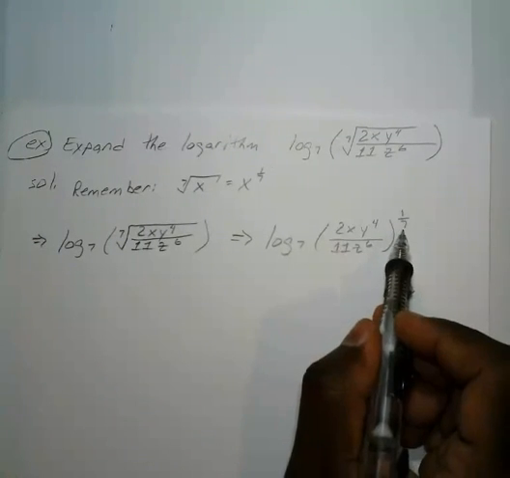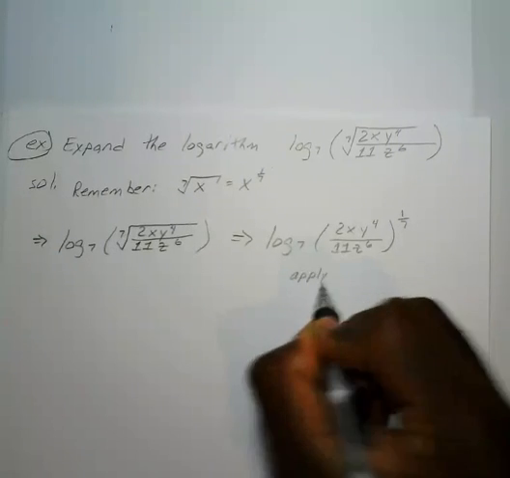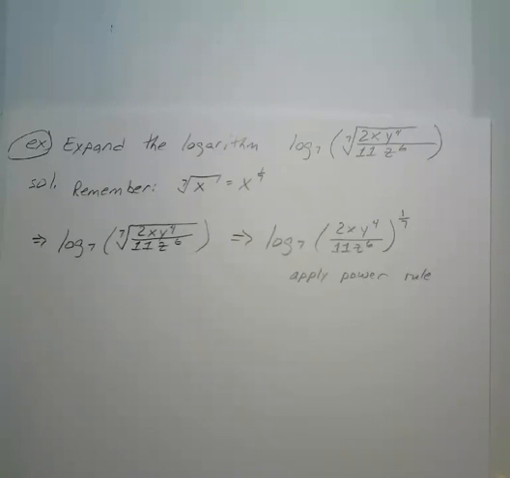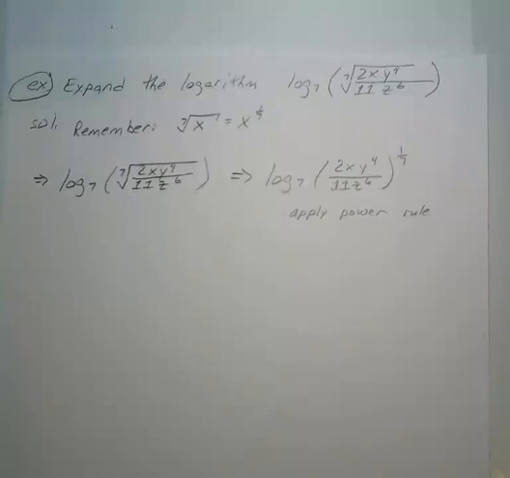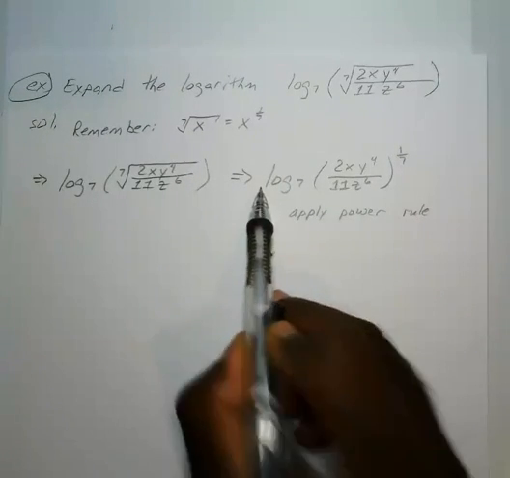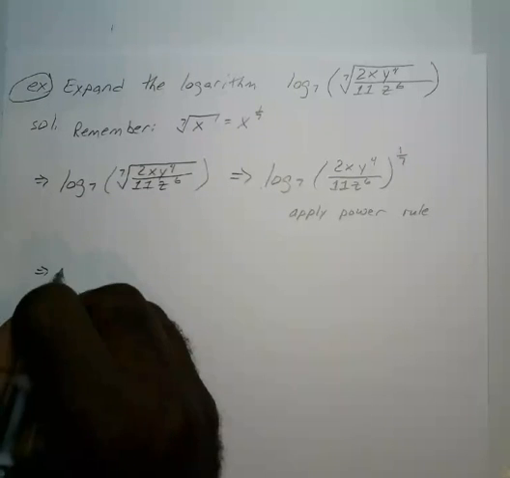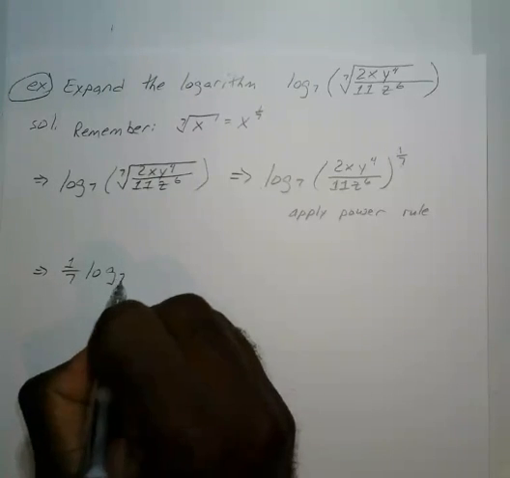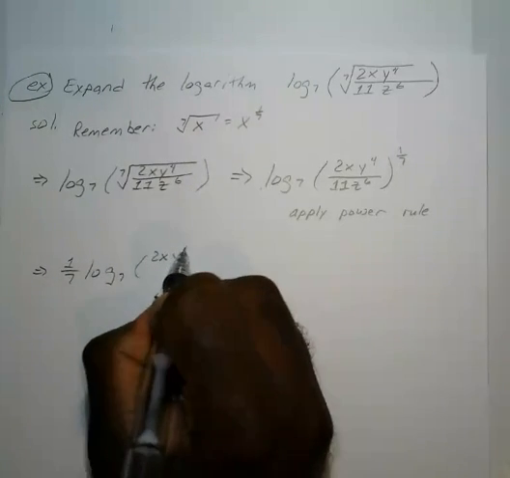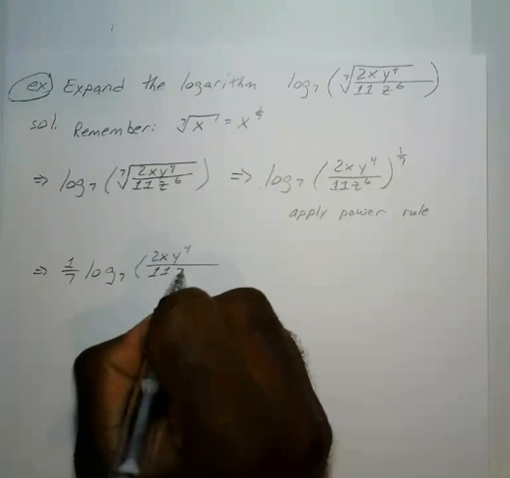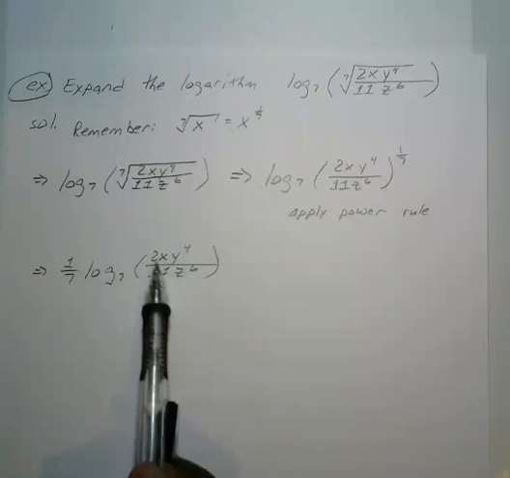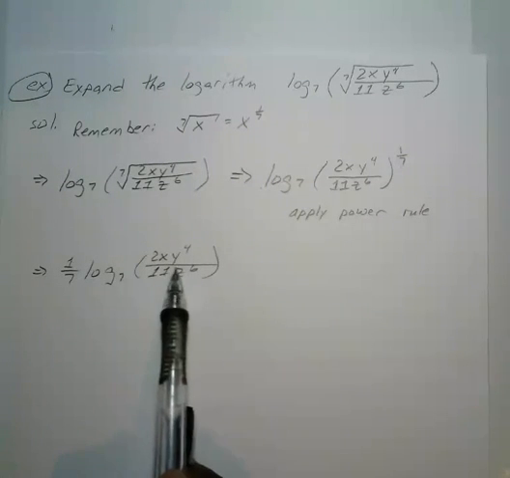So now we just apply the power rule. All right? So if we apply the power rule, that 1/7 just goes down to the front. So that gives us 1/7 times log base 7 of 2x y to the 4th over 11z to the 6th power. Okay? Now the first thing we're going to look at after that is the fact that this is division. Once we see that this is division, we apply the quotient rule.